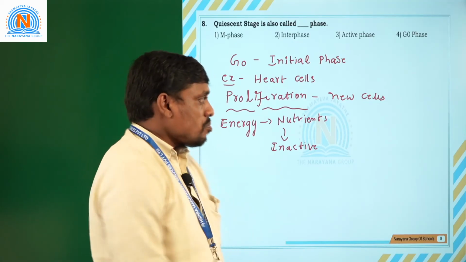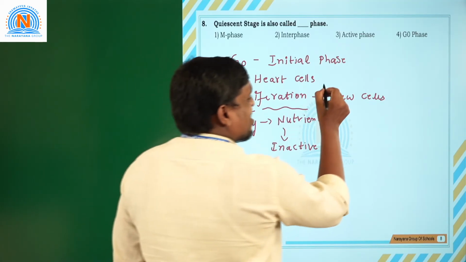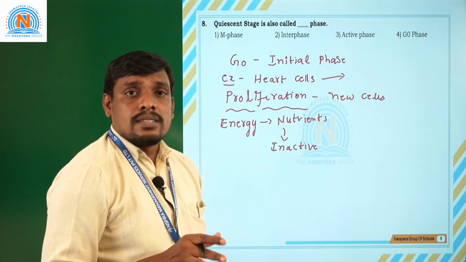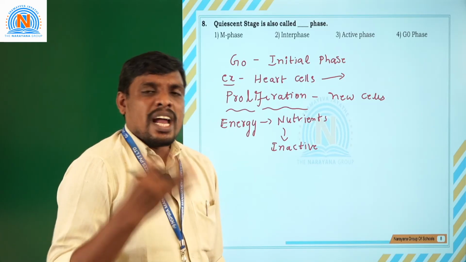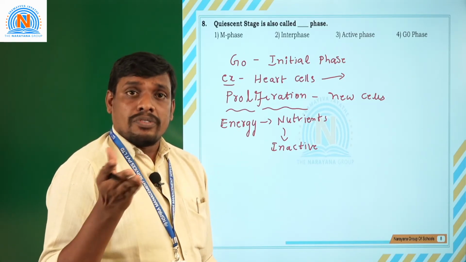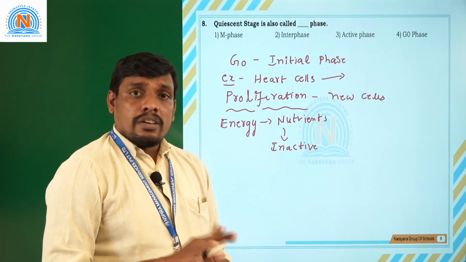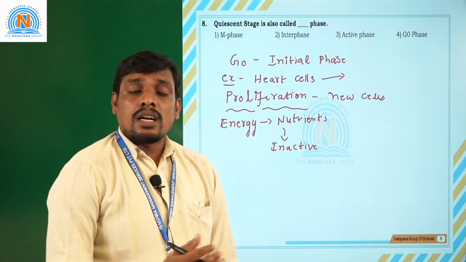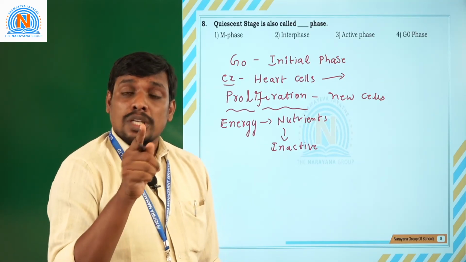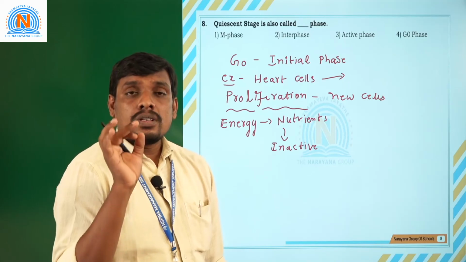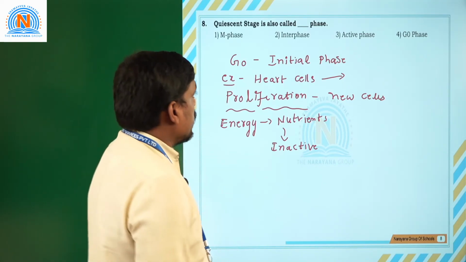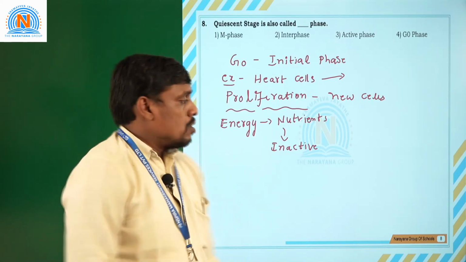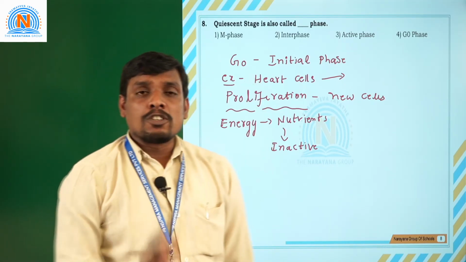However, heart cells are specialized cells. They can divide in any circumstances, at any climatic conditions, with any resources. Even if there are no resources, even if there is no sufficient energy, the heart cells undergo proliferation during G0 phase and produce new cells. Hence, the G0 phase is also called the quiescent stage. So, I have taken a small example to explain the quiescent stage.